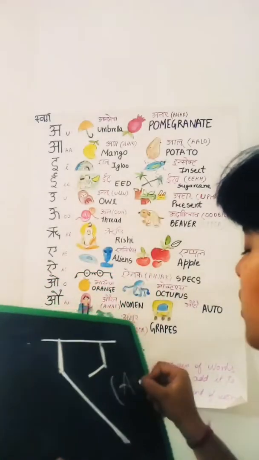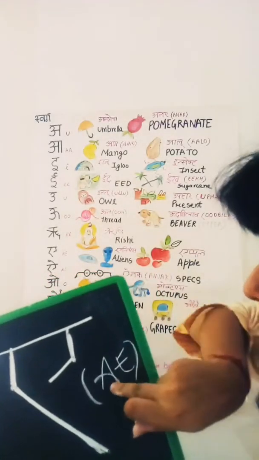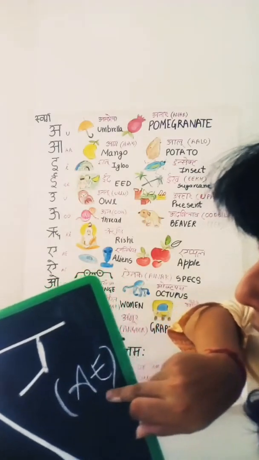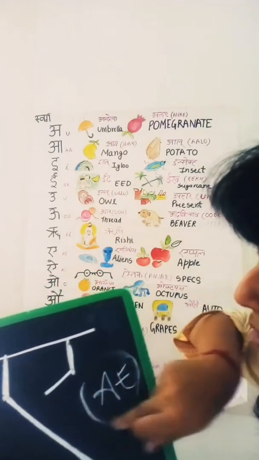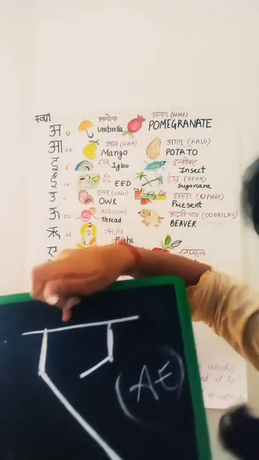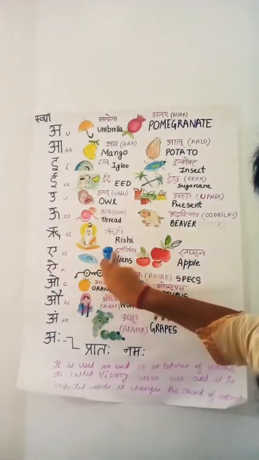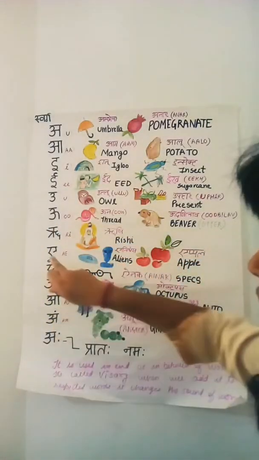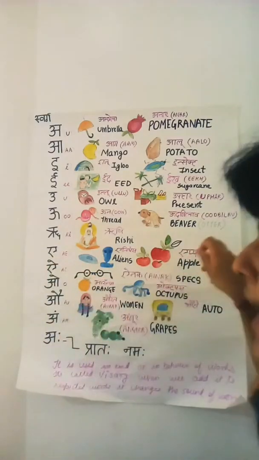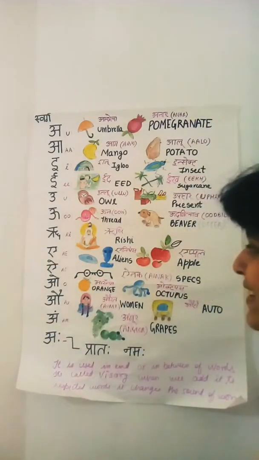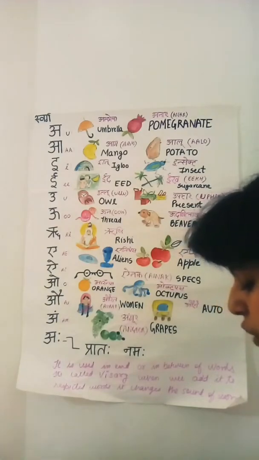How does it sound? It sounds like this. A for aliens. A for apple. So let's start with your next letter.